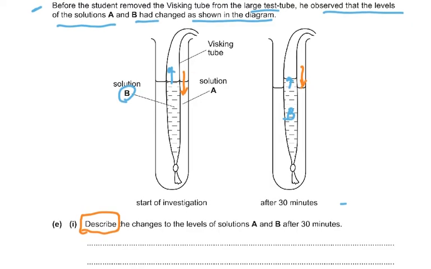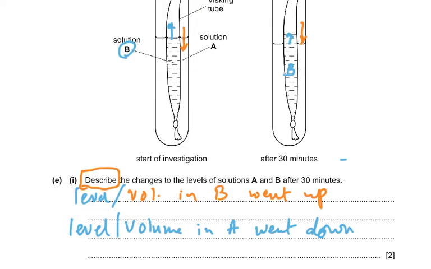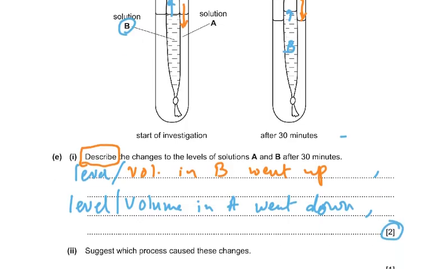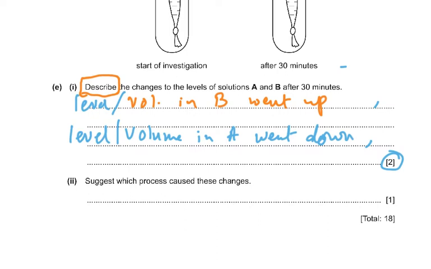That's all biology. If you said the level of volume in B went up, you got your mark, or if you said the level of volume in A went down, that gets you your 2 marks. Nothing else can get you those 2 marks. No other explanation is going to get you the 2 marks.